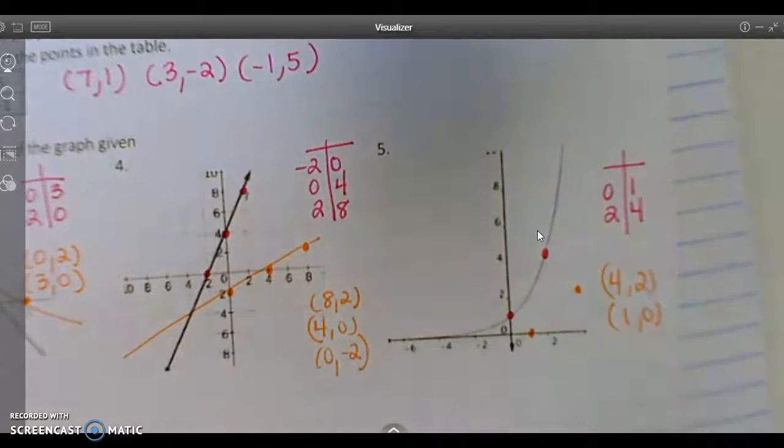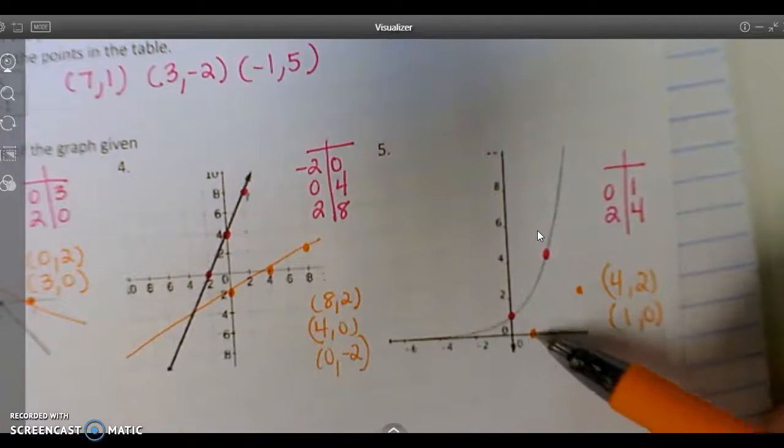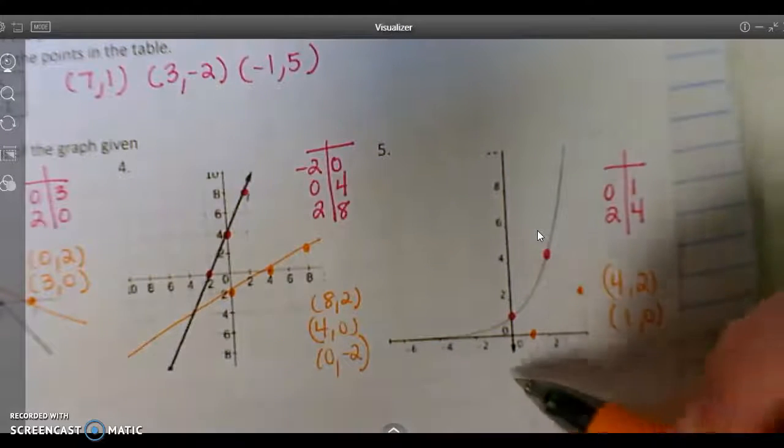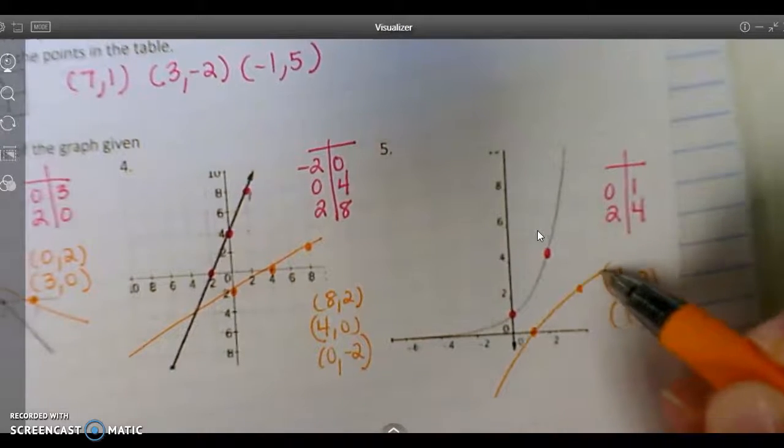And this one, instead of making a line, I have to curve it since this is curved a little bit. Okay, so I just have to sort of curve it a little bit, kind of like that.